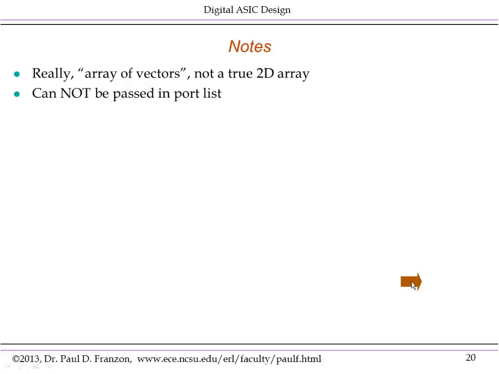I want you to note some things here. This is really an array of vectors, not a true 2D array. And unfortunately, arrays of vectors cannot be passed in port lists. Here there's no need to pass them. Later we'll see an example in the complex design notes where it actually would be desirable to pass them in a port list, but we had to avoid that in the actual code.